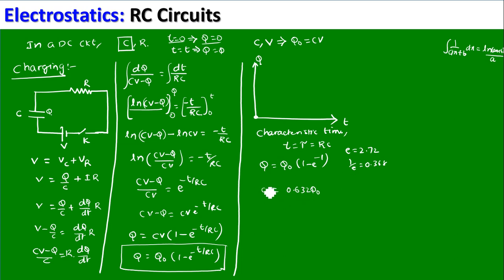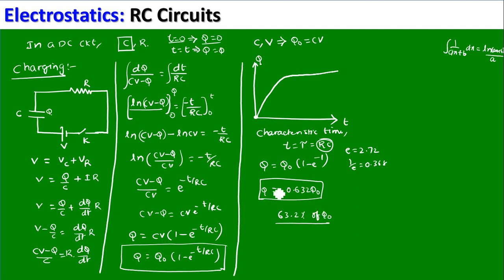times q naught. So the beauty of this equation is that in time tau, a particular characteristic time, the capacitor will be charged nearly 63.2%. So out of the total charge, 63.2% of it will be obtained within this characteristic time t is equal to RC. Basically it will charge very fast initially, and then it will almost saturate and increase slowly. So to reach q naught, the total charge, it will take a very long time. That's how the charging process happens in a capacitor.